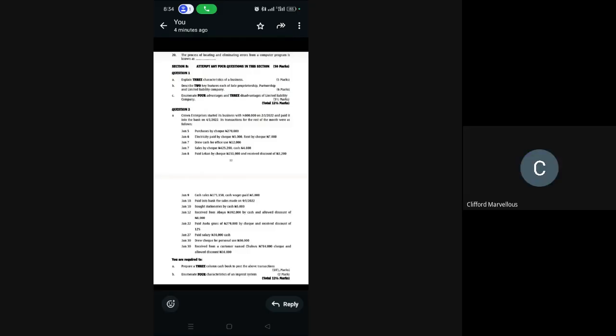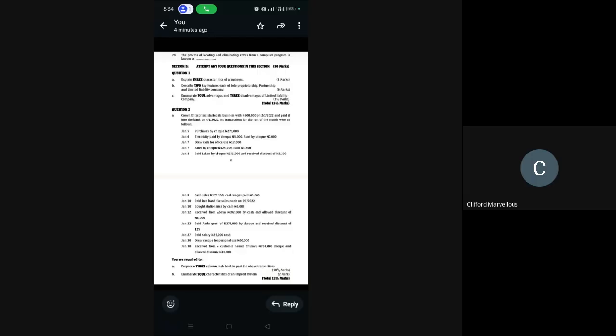January 22 paid Audu gross of 279,000 by check and received discount of 12%. January 27 paid salary 36,000 naira cash. January 30 drew check for personal use, that's 50,000 naira. January 30 received from a customer named Chuku 784,000 naira check and allowed discounts of 16,000 naira.